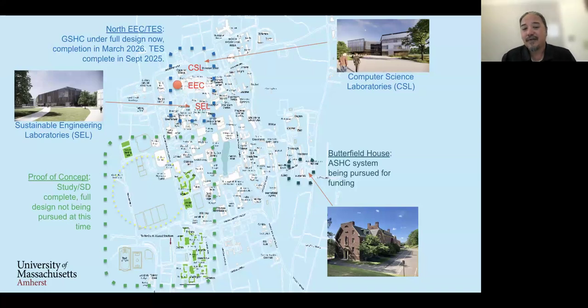So shifting gears, we do have 2 new building construction projects underway, our computer science laboratories and sustainable engineering laboratories buildings. And we are applying a ground source heating and cooling system for that. It's a regional system that would expand out into potentially other surrounding buildings. So that's under full design now. It's expected to be completed in March 2026. It's going to start construction later on this year.